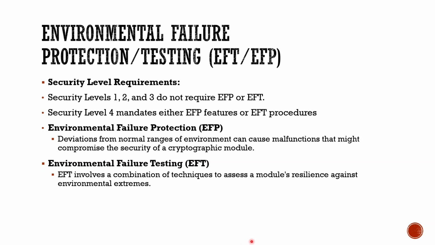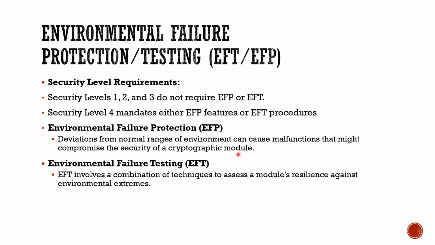EFP, this feature safeguards the module against any abnormal environment conditions, whether accidental or deliberate, that fall outside the normal operating range of the module. The module continuously monitors the temperature and voltage. Upon detecting such conditions, the EFP circuitry takes action, like shutting down the module to prevent further operations, or immediately zeroizing all the security sensitive keys and critical security parameters.